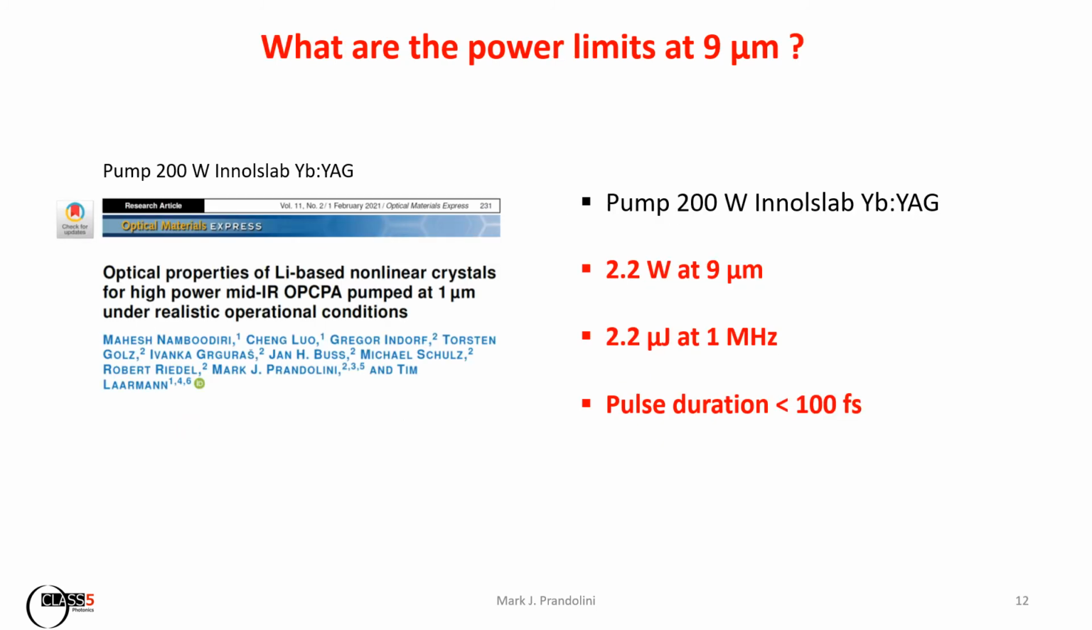What are the power limits of our system at 9 micrometers? Well, as I mentioned before, all previous experiments were conducted at the lower pump power of 40 watts. There were many reasons for this decision. Firstly, there was safety. Secondly, we wanted to test all the optics before the full thermal load was applied. This is especially important for that last beam splitter, separating out the pump and the mid-IR signals.